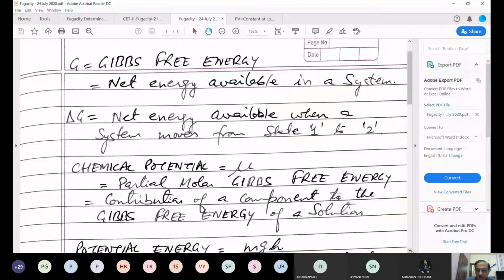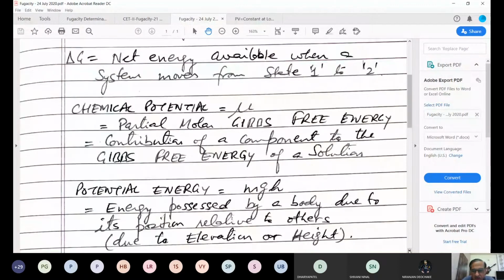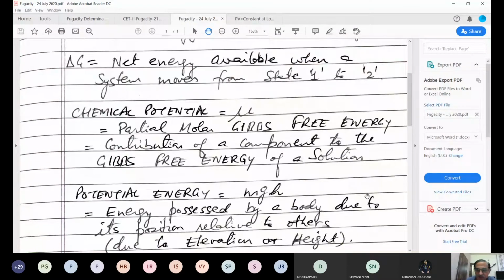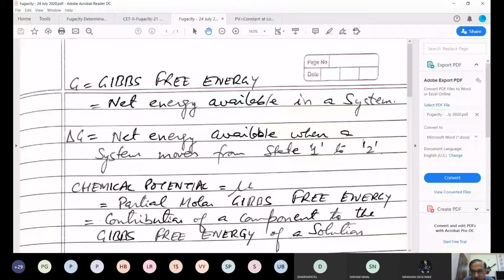Okay. Now I want to correlate this with something else. What is potential energy? Have you studied it or not? Potential energy, kinetic energy. Who can tell me what is potential energy? Sir, energy of a body in its stationary form. What does it depend on? Height. So it depends on height.